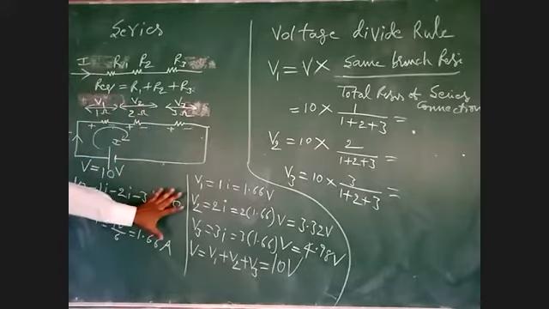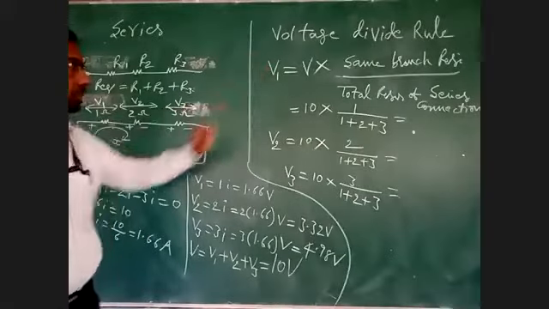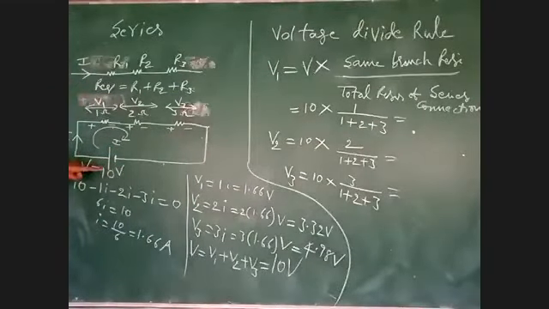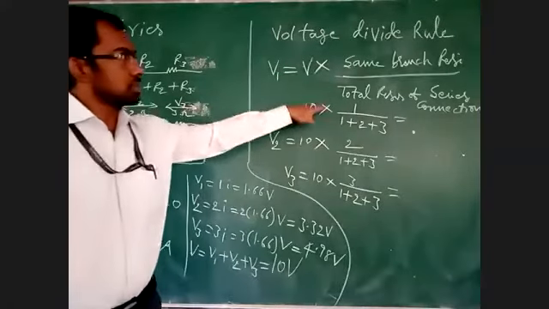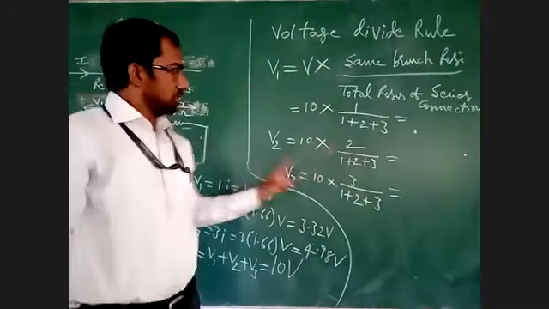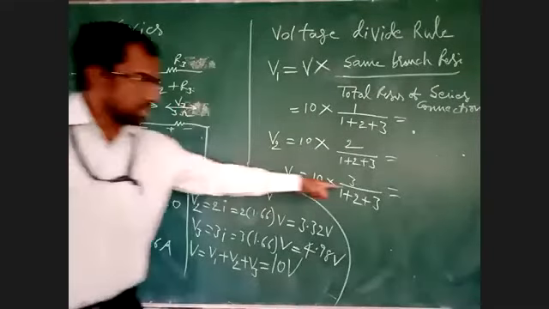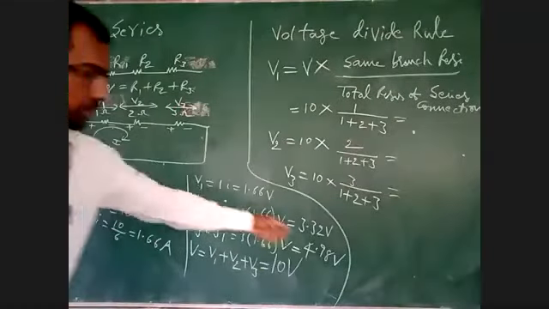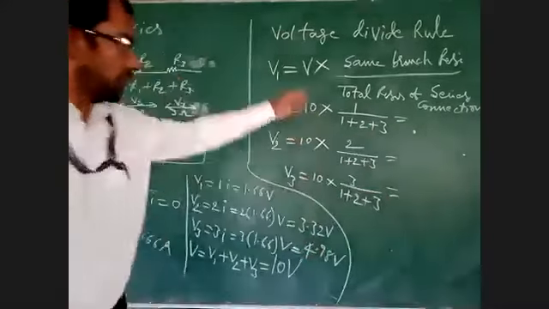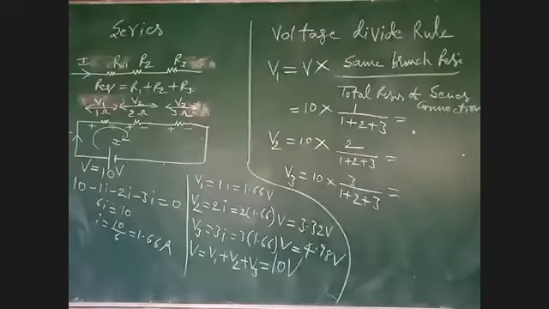Without applying this procedure, directly you can determine V1, V2, V3 by using the voltage divider. V1 is equal to total voltage, 10, into same branch resistance. V1 is across 1, that's why I have taken 1. V2 is across 2 ohms. V3 is across 3 ohms. We'll get the same answer: 1.66, 3.32, 4.98. If you add V1, V2 and V3, you have to get 10 volts. V1 plus V2 plus V3 is equal to 10 volts total voltage. That's all about the voltage divider rule in series.